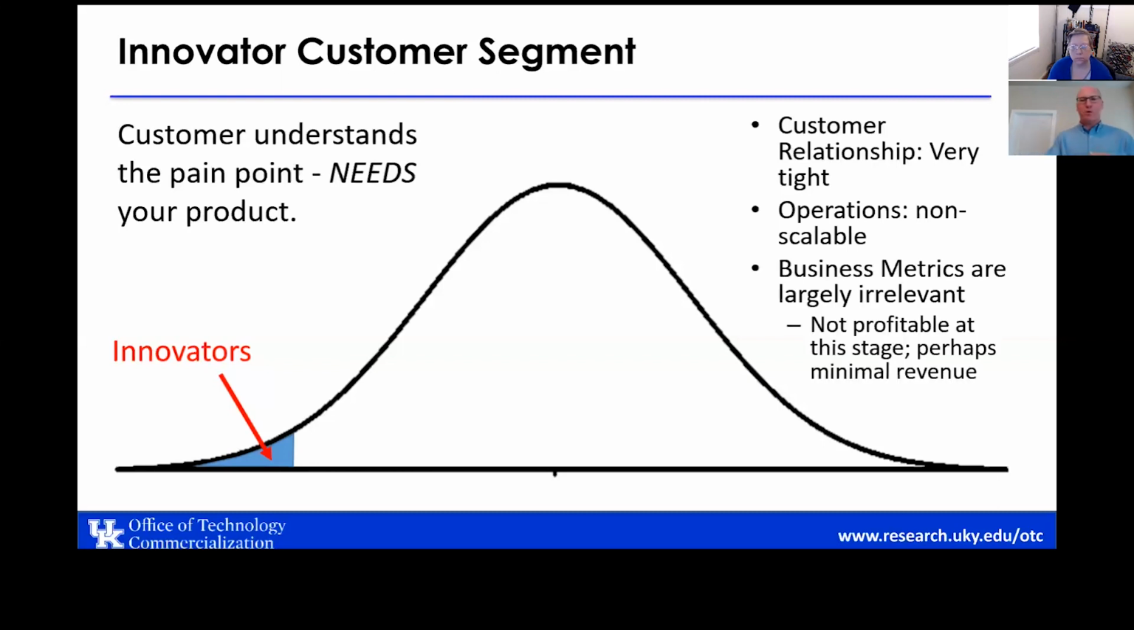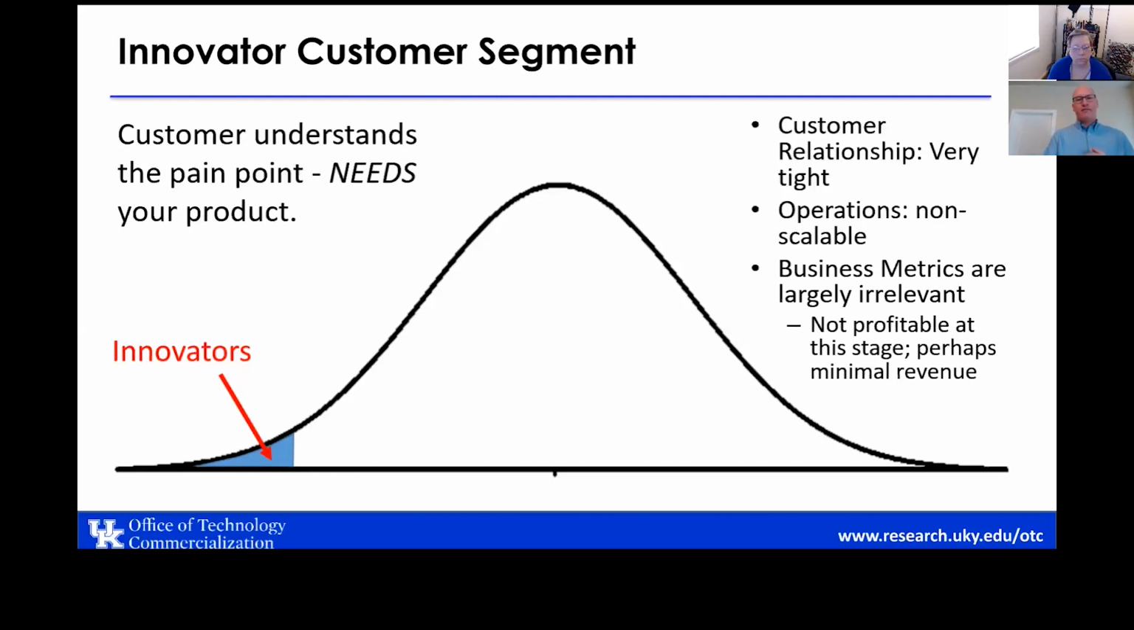Business metrics: don't worry about business metrics in this stage. That's not the goal of this stage. It's not to show profitability. It's not to show what the market is willing to pay. It's not to show any of those things. It's to show that the market needs your product, and it's to show how, when your product is taken out of a research lab and put into a real world environment with this innovator customer segment, it can truly add value.